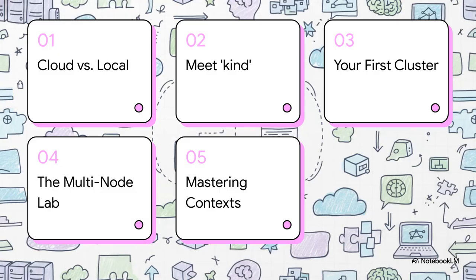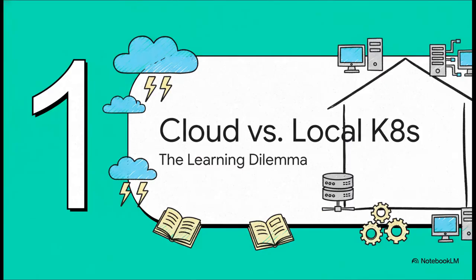So here's our game plan. First up, we'll dive into that classic debate. Should you learn on the cloud or on your local machine? Then we'll meet the tool that makes this all possible, Kind. After that, we get our hands dirty and spin up our first simple cluster. Then we'll level up to a proper multi-node lab. And finally, we'll cover a skill that is absolutely essential, mastering contexts so you can switch between your labs like a pro.